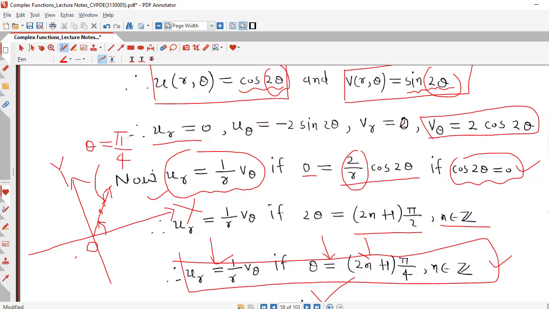Now suppose I consider n equal to minus 1, then I will obtain theta equal to minus pi by 4. So it is nothing but this line. Suppose this angle is pi by 4, then this ray is nothing but theta equal to minus pi by 4.